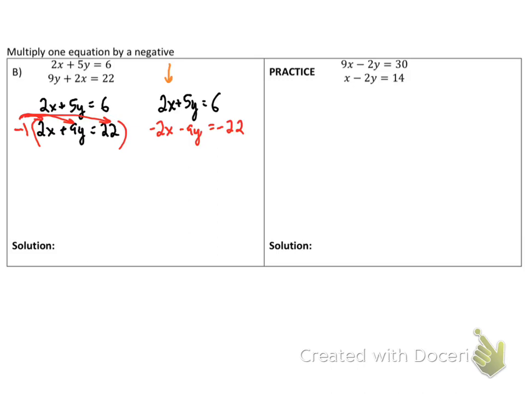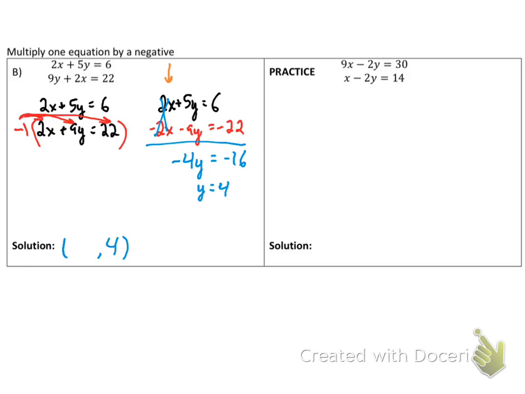So if I were to add these two equations together, the x's would become eliminated. I would have 5y minus 9y, which would give me negative 4y, equals 6 minus 22. Well, that's going to give me negative 16. I divide both sides by negative 4. Y is going to equal 4. So in my solution, I know my y coordinate is going to be 4.